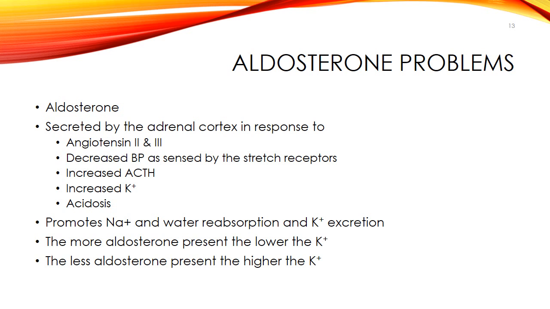Aldosterone is a major controller of potassium excretion in the kidneys. Aldosterone is produced in the adrenal cortex, and it's a hormone that can be stimulated in response to several things. Aldosterone is part of the renin-angiotensin-aldosterone system. Increased aldosterone lowers potassium, and decreased aldosterone inhibits potassium excretion, causing an increase in serum potassium. Decreased aldosterone can be from diseases such as Addison's, and medications such as spironolactone and angiotensin-converting enzyme inhibitors, also known as ACE inhibitors.